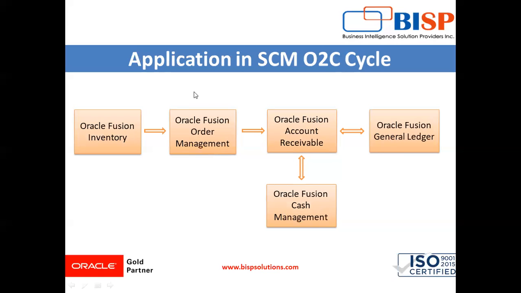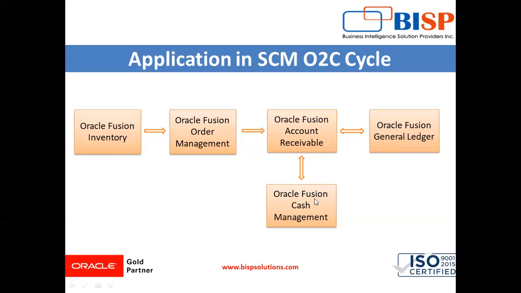So in the next slide, we see the applications in supply chain management for the order to cash cycle. We have multiple applications: Oracle Fusion Inventory, Oracle Fusion Order Management, Oracle Fusion Accounts Receivable, Oracle Fusion Cash Management, and Oracle Fusion General Ledger. In Oracle Fusion Inventory, we maintain our inventory related stock. The second one is the order management application. Here we create a sales order, book sales order, create pick wave, create pick confirm, and create ship confirm as well. Then we transfer to the accounts receivable department. Here we generate the sales invoice, receipt, all these things.